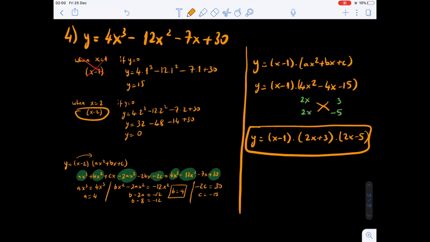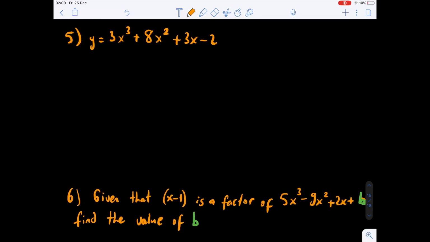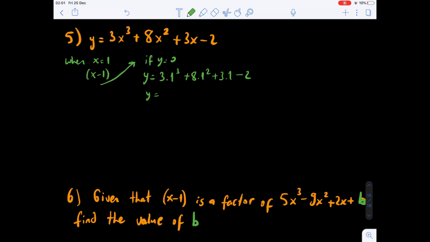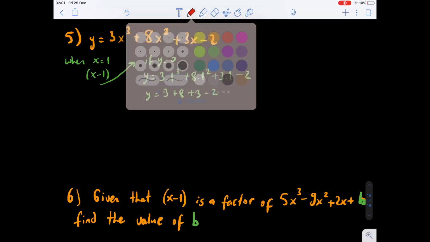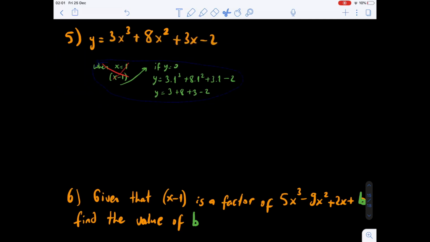Okay, next example. We have example 5. Another polynomial, and I'm trying to figure out, let's say when x is 1, whether x minus 1 is a factor or not. If y is 0, yes. So y equals 3 times 1 cubed plus 8 times 1 squared plus 3 times 1 minus 2. y equals what? 3 plus 8 plus 3 minus 2. So, of course, it's not equal to 0. So x minus 1 is not a factor of our polynomial, the right-hand side of the equation.